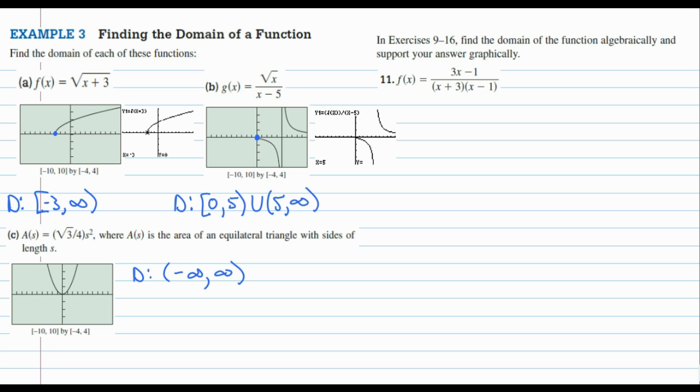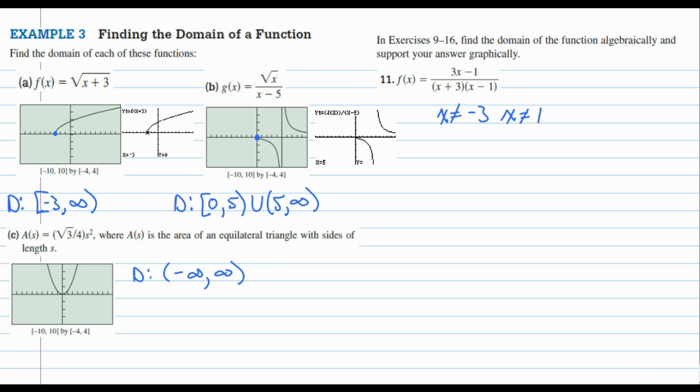Now try problem for example 3 is number 11. We're going to find the domain of the function algebraically and support our answer graphically. So first I'm going to think algebraically about this problem. Well, I can take any number and multiply by 3 and then subtract 1. I can take any number and add 3. I can take any number and subtract 1. The problem is I cannot divide by any number. Dividing by 0 causes errors. So any number that's going to make the denominator 0 will not be in the domain. So x cannot equal negative 3 and x cannot equal 1.